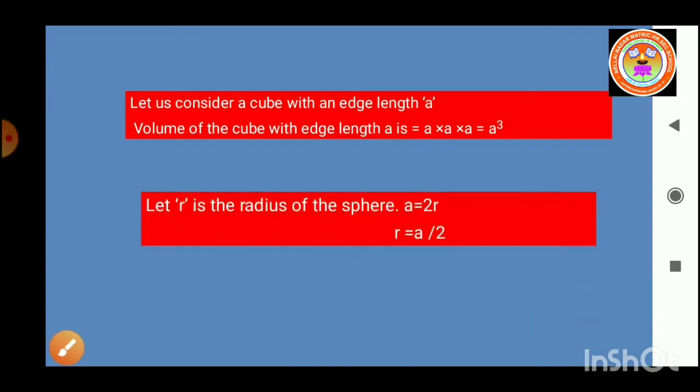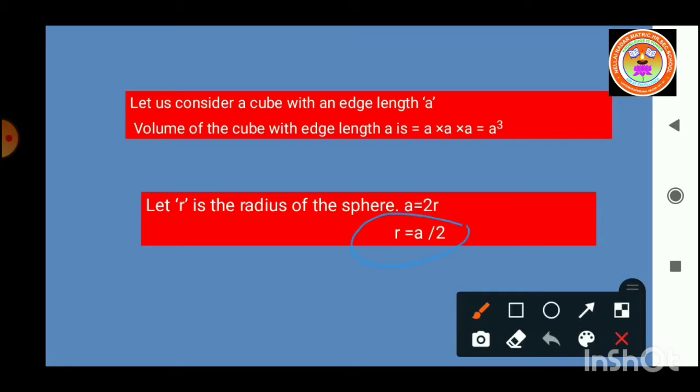So r is the radius of the sphere. What is the value of a? a is equal to 2r. From 2r, we can calculate r: r is equal to a by 2. So now the value of r is ready.